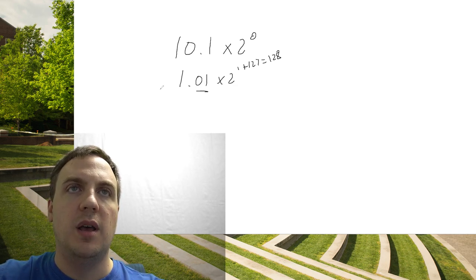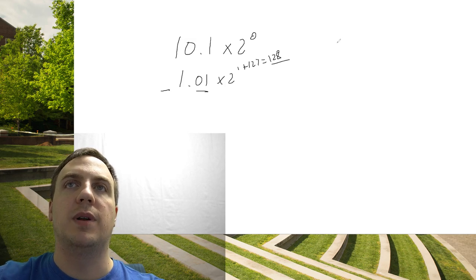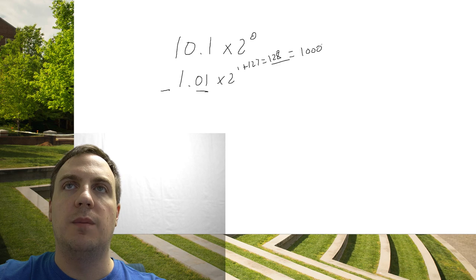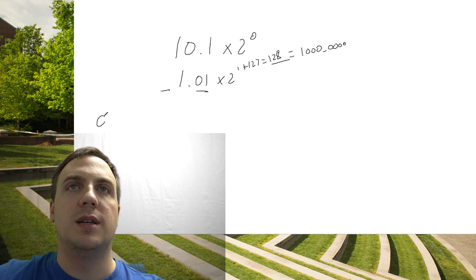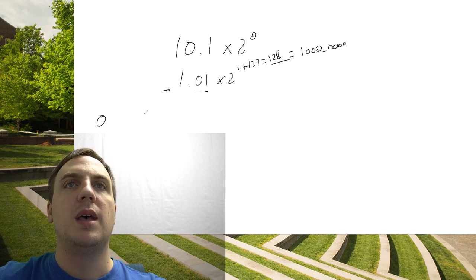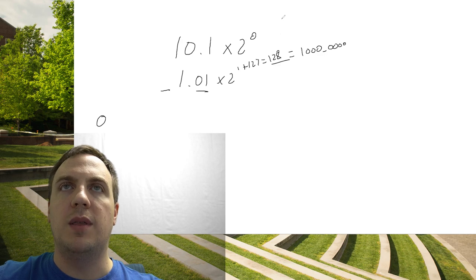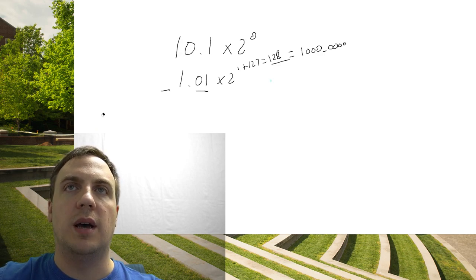So here's our fraction. Here's our sign. Here's our exponent. Okay, so this needs to go into binary, which is 1 followed by 7 zeros. So our sign comes first, that's a 0, and everything else comes from there. Okay, so hopefully you remember how to do that in 32-bit IEEE.